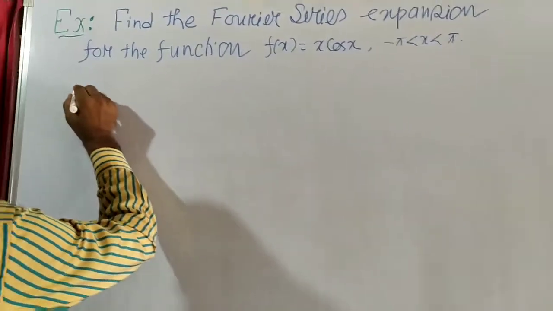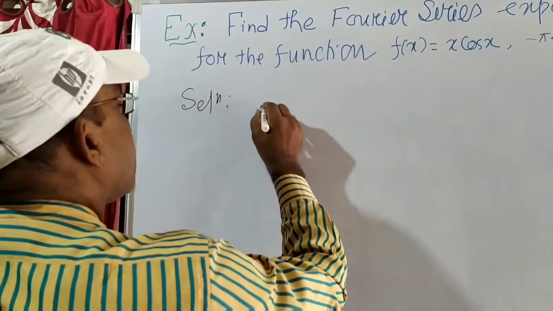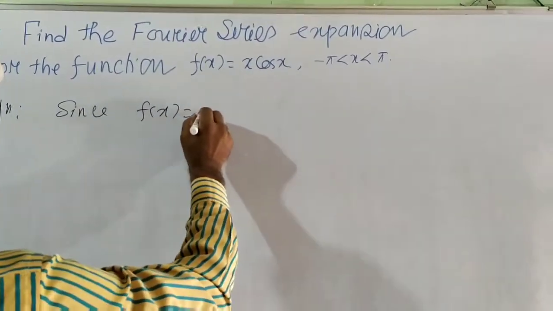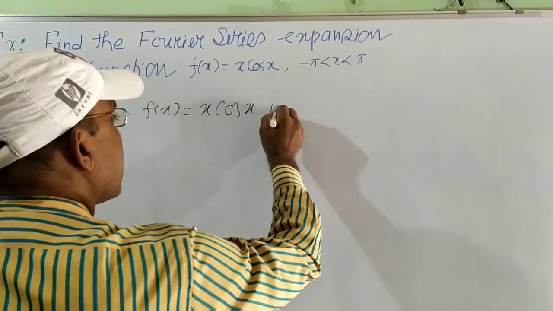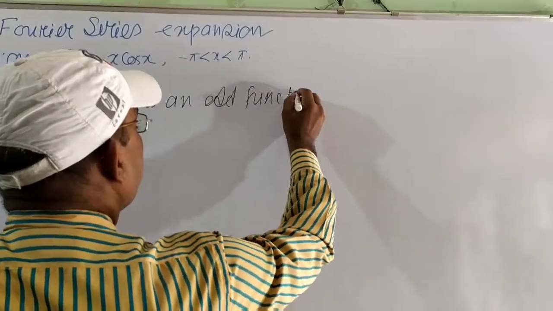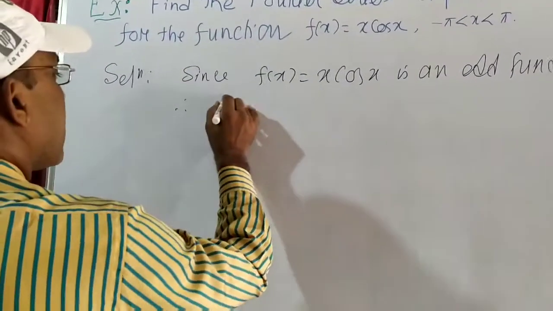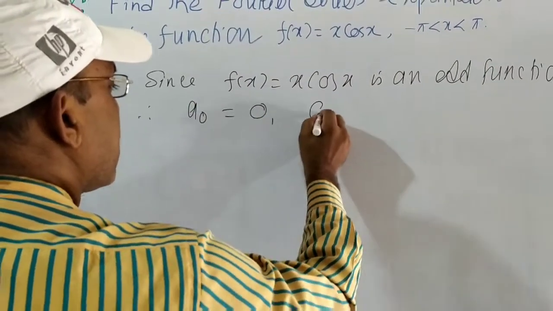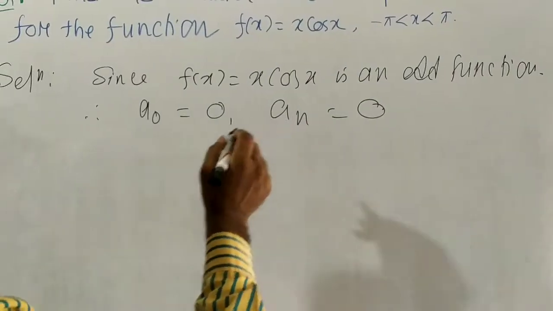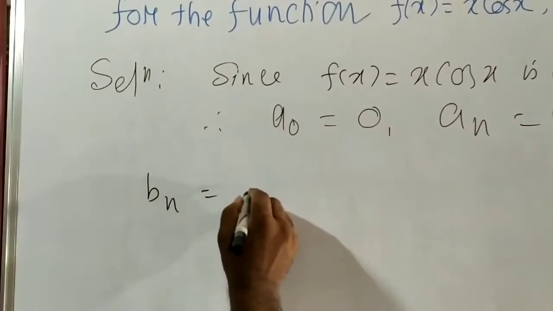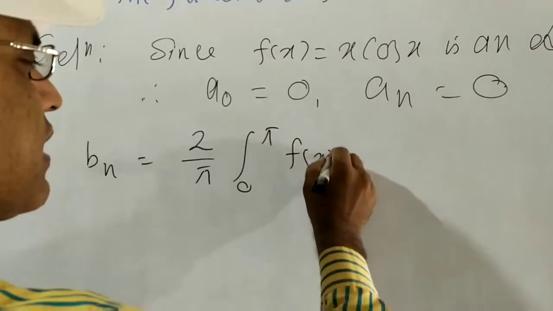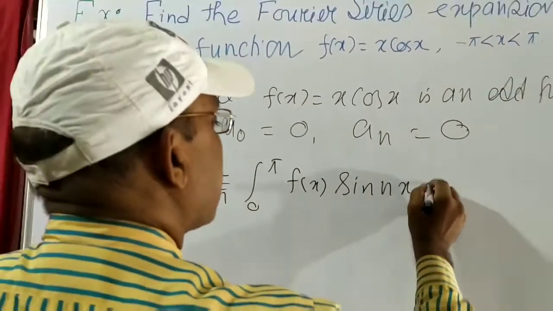So the solution is: since f(x) equals x cos x is an odd function, therefore a0 equals 0 and an equals 0. Now we have to find bn. bn equals 2 by pi, integration 0 to pi, f(x) sin nx dx.